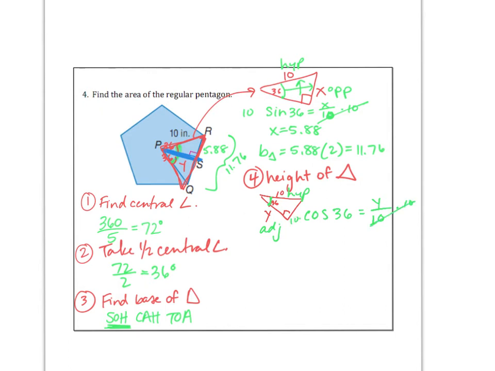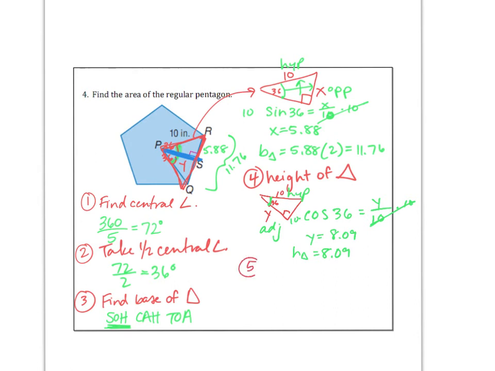That cancels out. And then I'm going to type 10 cosine 36 into my calculator. And it turns out that we get 8.09. So the height of the triangle is 8.09.